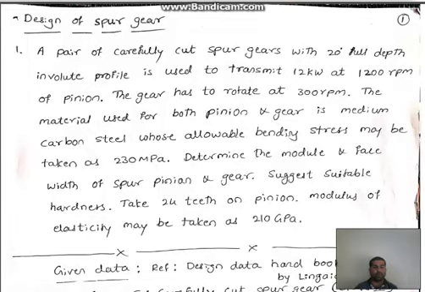Good morning to all. In this video, we solve one problem on design of spur gear. A pair of carefully cut spur gears with 20-degree FDI profile is used to transmit 12 kW at 1200 RPM of pinion. The gear has to rotate at 300 RPM.